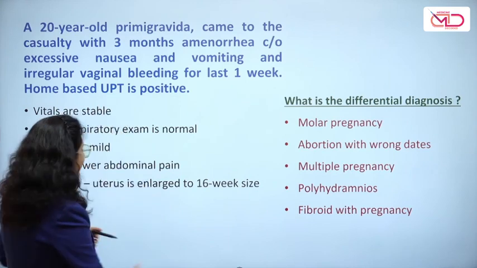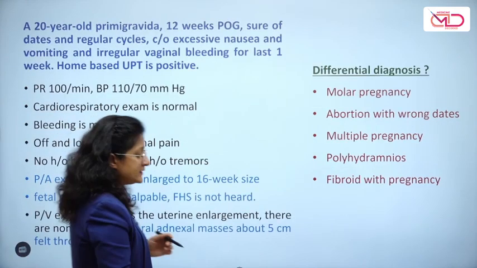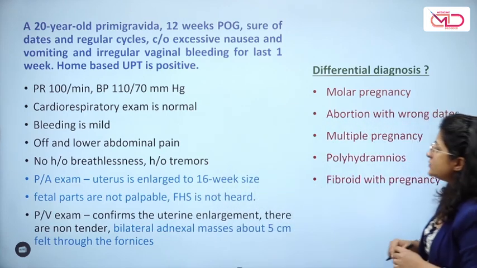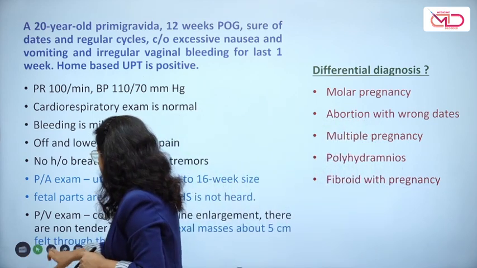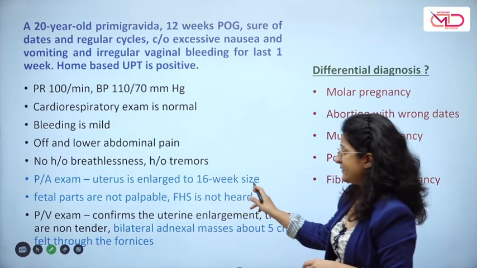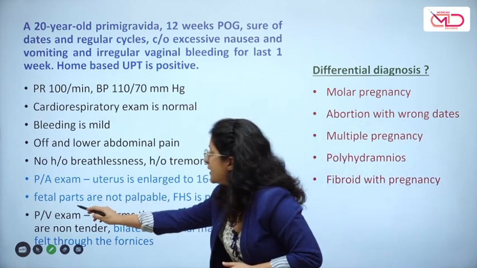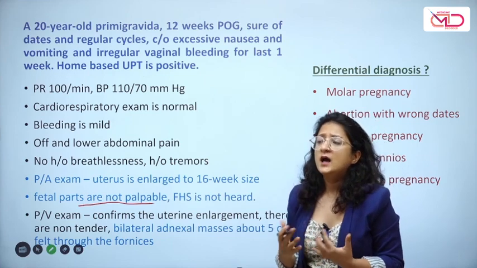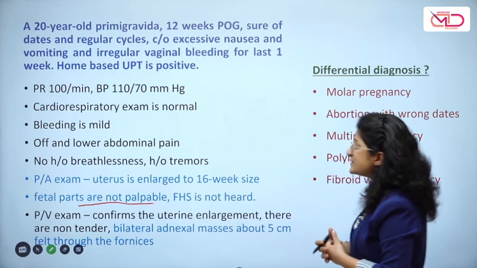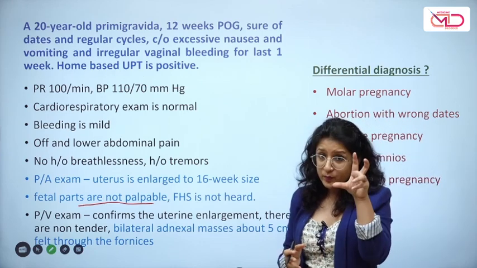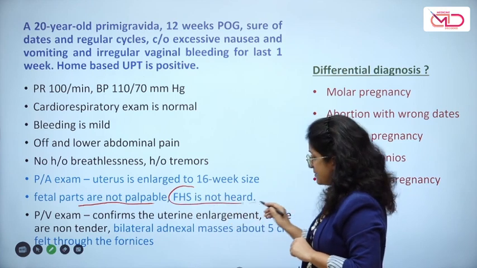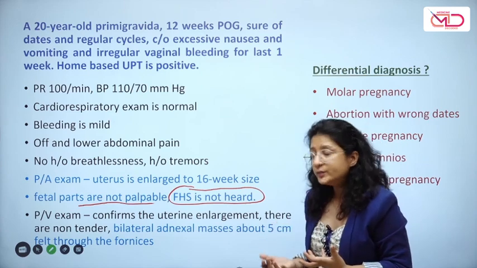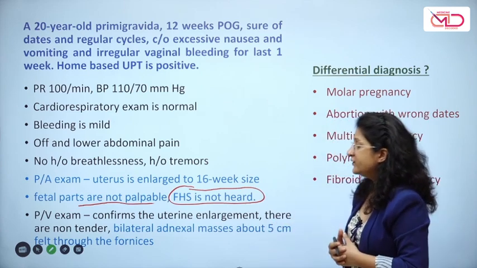Now let us add to our clinical examination a bit and see if we can eliminate these differential diagnoses. So what we see here, I'll just use a pen. The uterus is enlarged to 16 weeks size. The fetal parts are not palpable. Yes, palpation of fetal parts becomes much easier beyond 20 to 22 weeks, but nonetheless, fetal parts are not palpable. The important clue here is you've tried maybe a handheld Doppler, and your fetal heart sounds are not audible. So you cannot auscultate the fetal heart sounds.